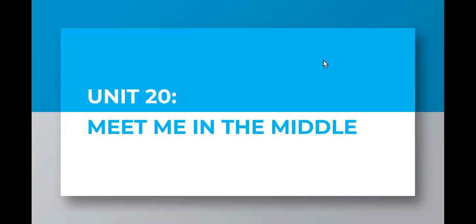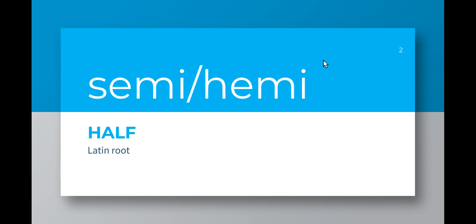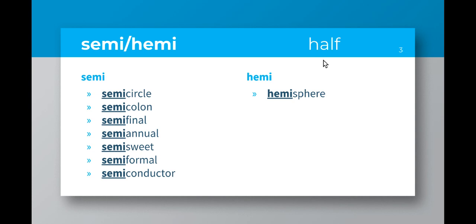Unit 20, meet me in the middle. This is the semi-hemi video. So semi and hemi are your roots, and they both mean half and are Latin roots. Your words are semicircle, semicolon, semifinal, semiannual, semisweet, semiformal, semiconductor, and hemisphere.